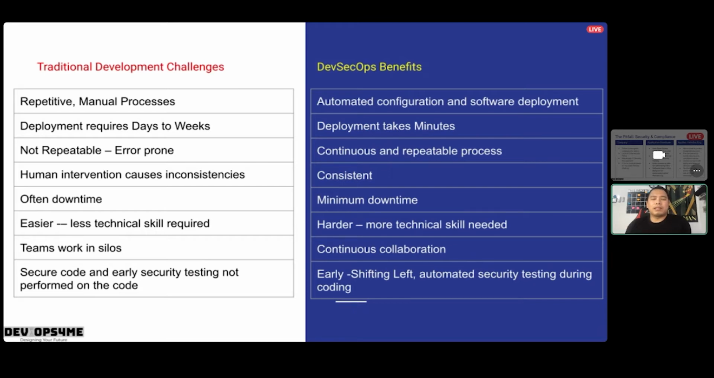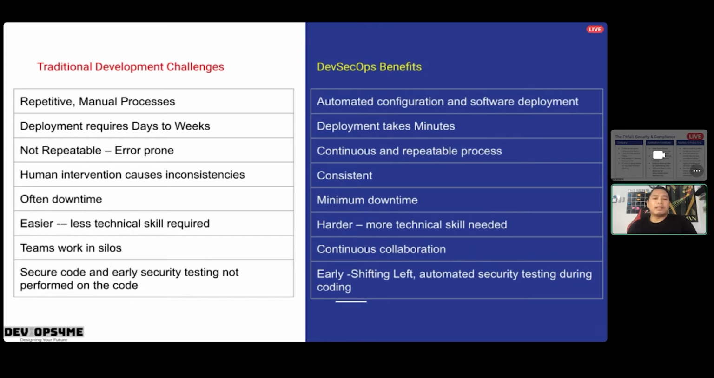First, in the traditional way, we have a repetitive and manual process, but in DevSecOps, we have automated configuration and software development. The second point, development requires days or weeks in the traditional way, but in DevSecOps, it only takes minutes or seconds. In traditional, we don't have a repeatable process like an automation script, but in the modern DevSecOps approach, we have a continuous and repeatable process. So it's easy for everyone.